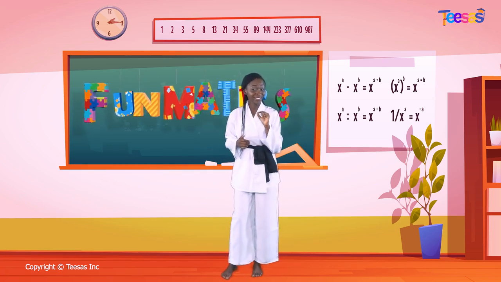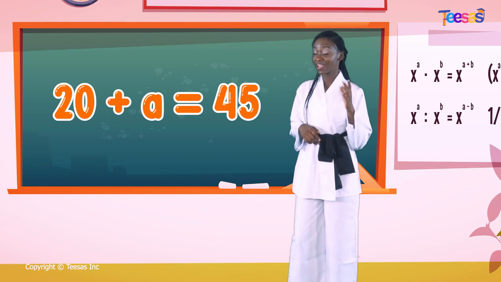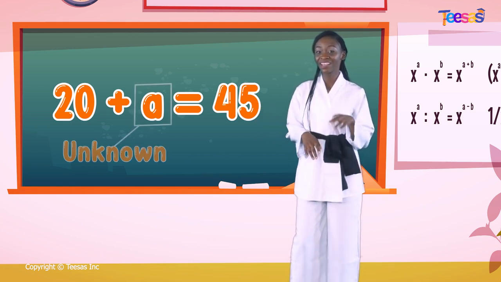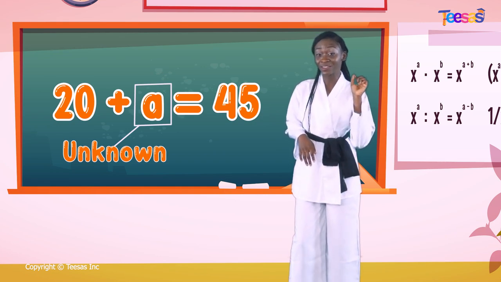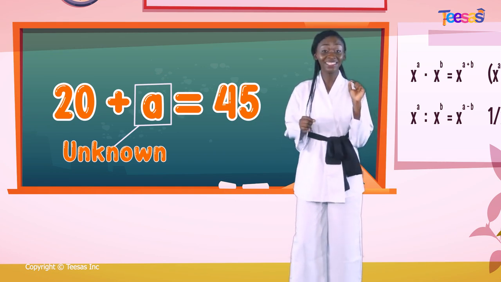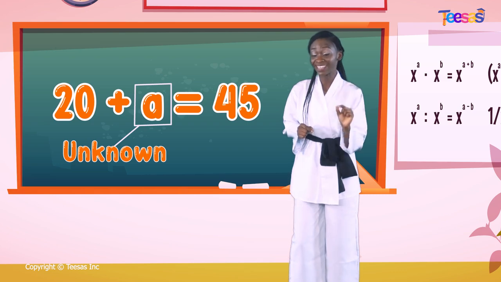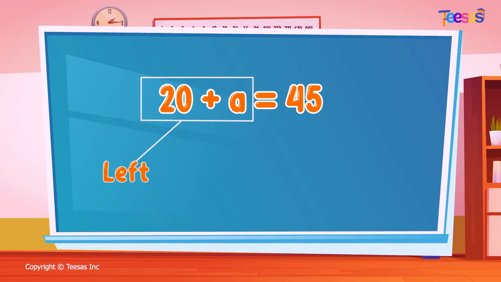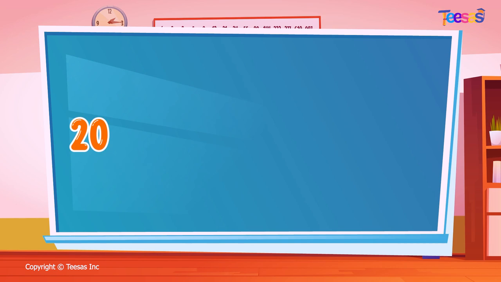How about we try some examples? 20 plus a equals 45. The letter a is the unknown. To find its value, we have to make it stand alone. On the left-hand side, we have 20 plus a. We take out 20 by subtracting it from both sides, since 20 is a positive number.